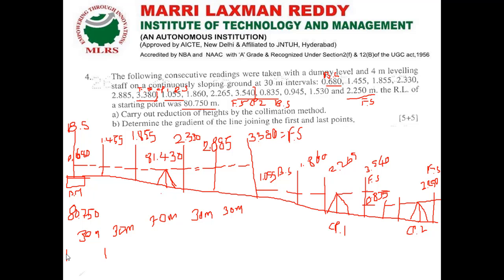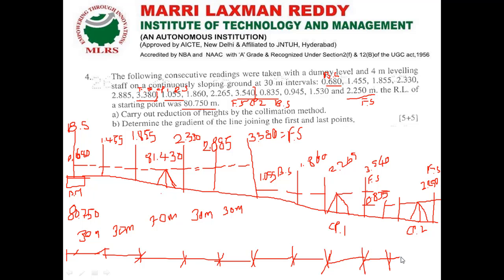So here it is 30 meter. Another staff reading for 30 meter. Another one is 30 meter. Another one is 30 meter. Then next once again 30. Next another 30, next another 30, then next another 30, another 30, and another 30.